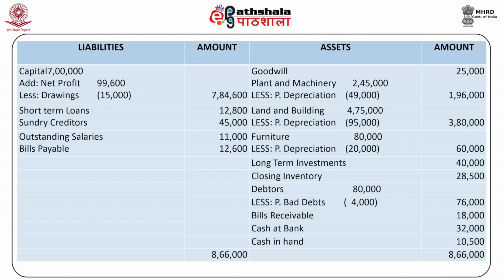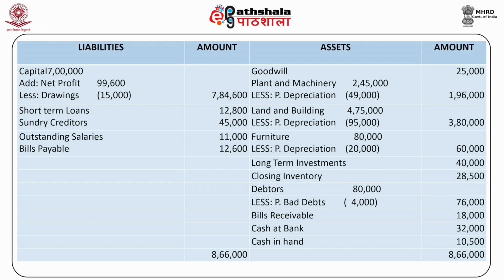We start with a capital of 7 lakhs, add net profit of 99,600. From this, deduct drawings of 15,000. So you get the balance of 7,84,600. Short-term loans 12,800. Sundry creditors 45,000. Outstanding salaries 11,000. Bills payable 12,600. And total of this is 8,66,000.